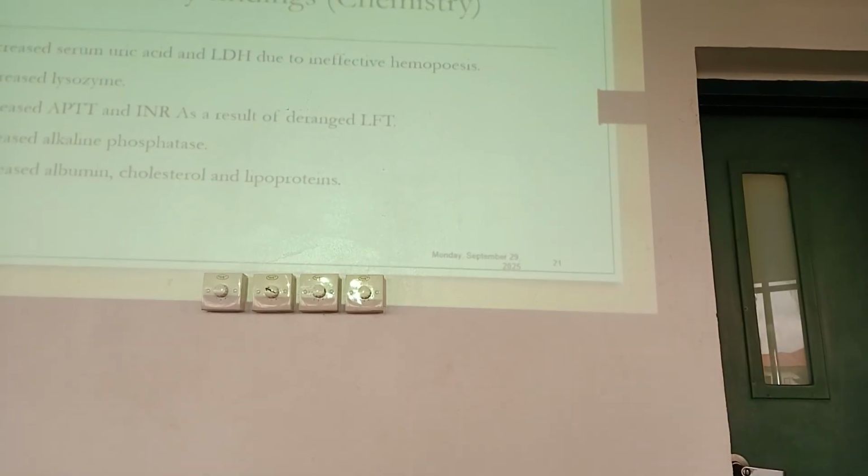There is increased serum uric acid and LDH due to ineffective erythropoiesis. The red cells and the white cells are destroyed abnormally, which causes release of the cellular contents. There is increased lysozyme, increased APTT and INR as a result of the deranged LFT, and increased alkaline phosphatase. This alkaline phosphatase, where is it coming from?